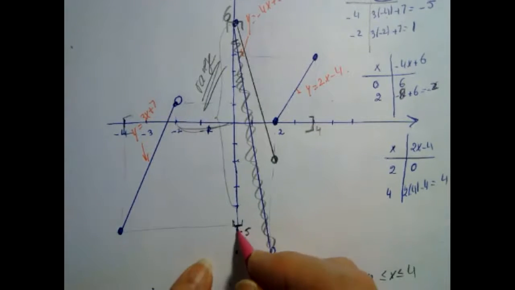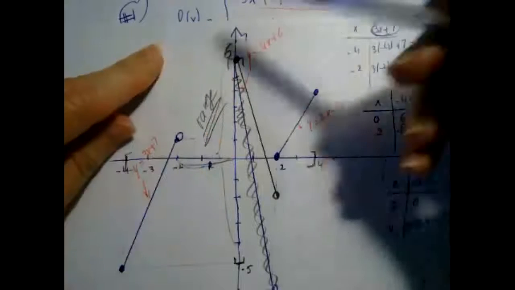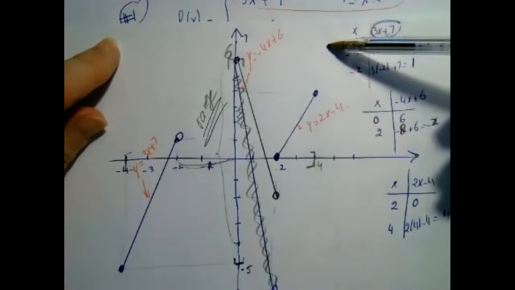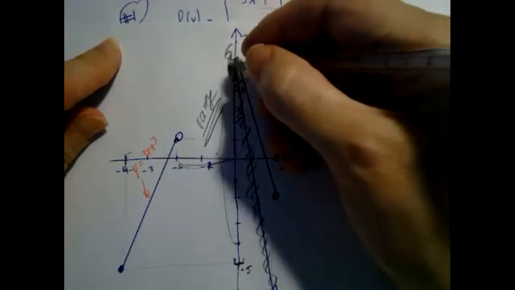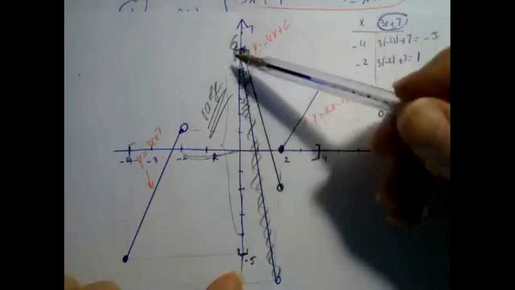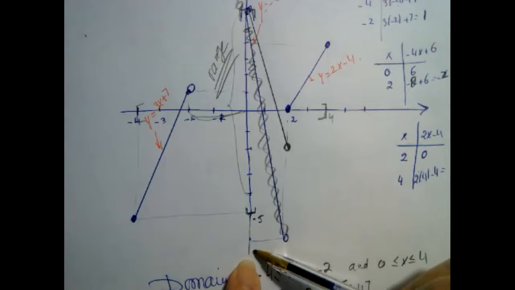So for example, according to my picture, this is 7 up here. 7 is not in the range. There is no input that gives me an output of 7. So the largest output value is 6. After 6, there is no output value. And everything below -5, there is no output value.